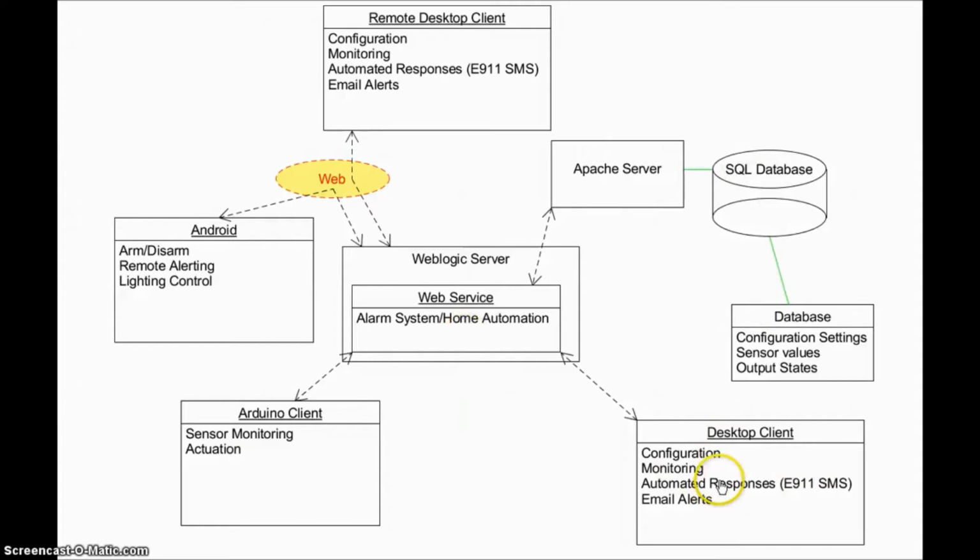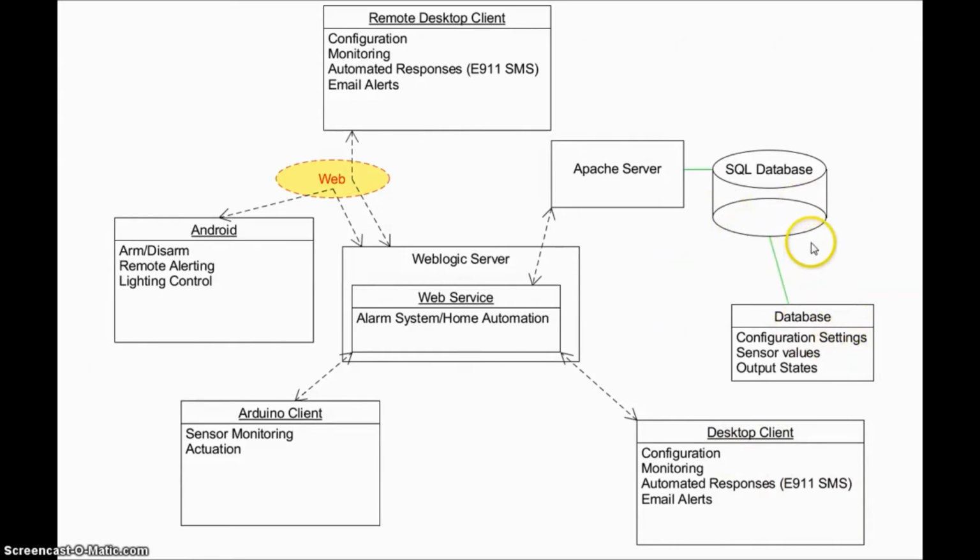You could have a desktop client that can be used to configure everything and set up these settings. You know, I could make a user interface, a control panel kind of thing to run the whole system. And then you could even handle things like email alerts. It can do automated response to problems, to alarms going off or to fire, things like that. You could do E911 calls through SMS from a desktop client.